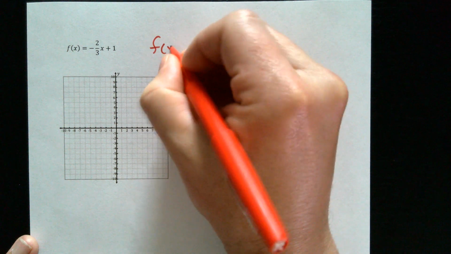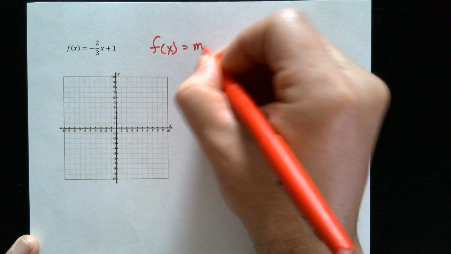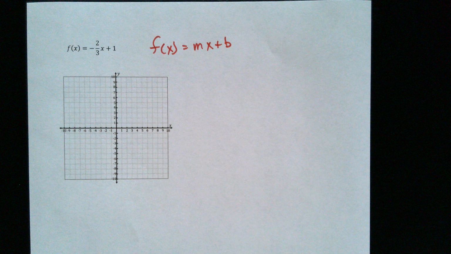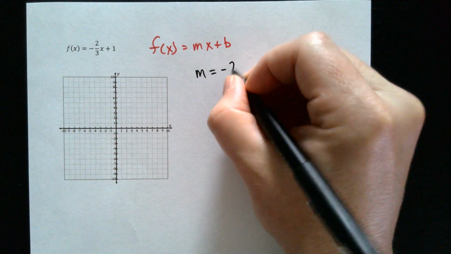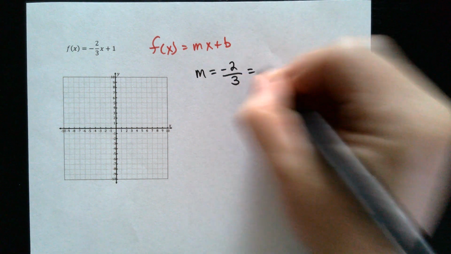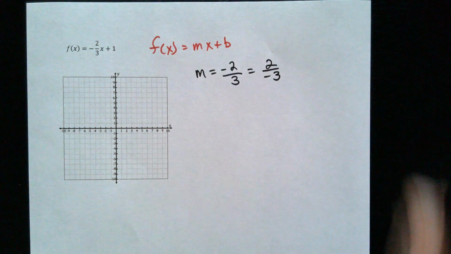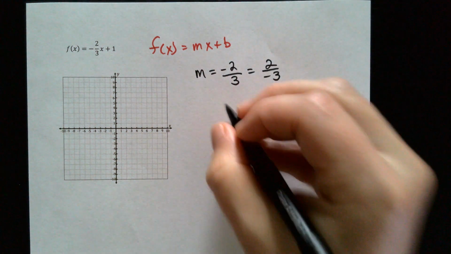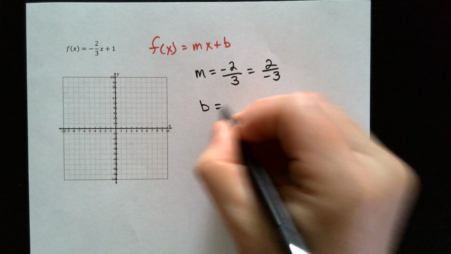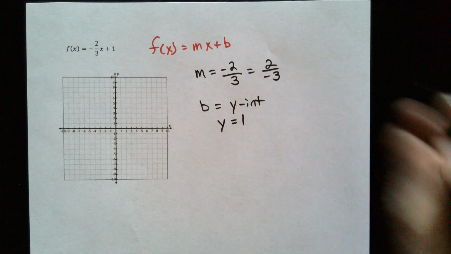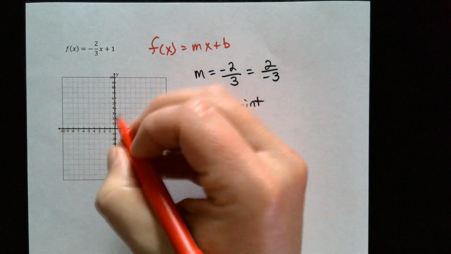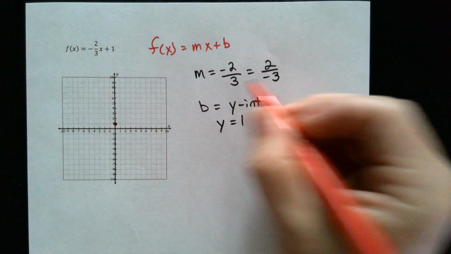Okay, last example. Remember, this is f of x is equal to mx plus b. Okay, so we have our slope, our m, is equal to -2 over 3, or it could be written as 2 over -3, depending on how you want to use the slope. And then our b, which is our y-intercept, is y is equal to 1. Okay, so we go to 1 on the y-axis, place a point, and then we use our slope.